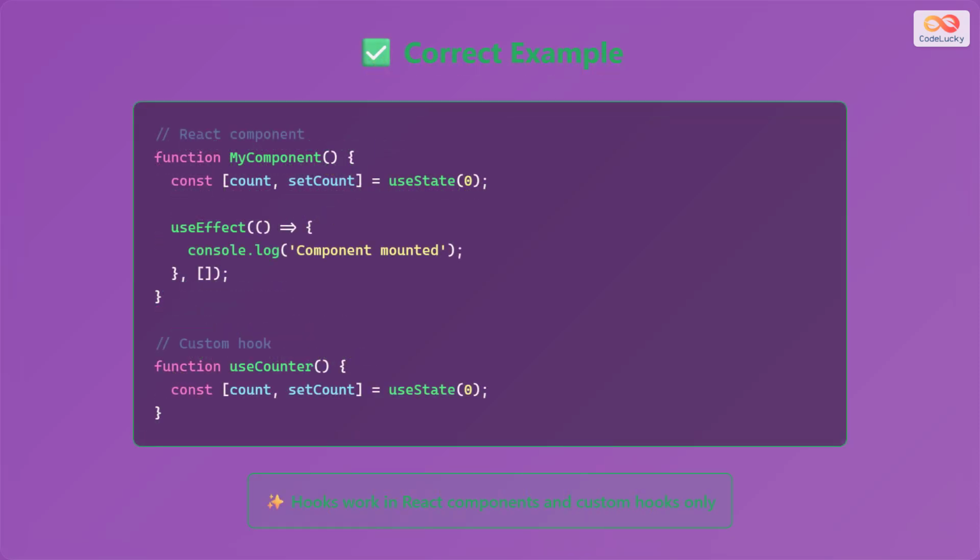Here is the correct way to use hooks. As you can see, there is a React component called myComponent, and the useState and useEffect hooks are used inside this component, which is correct. Also, there is a custom hook called useCounter, and the useState hook is used inside this custom hook, which is also correct. Hooks work in React components and custom hooks only.